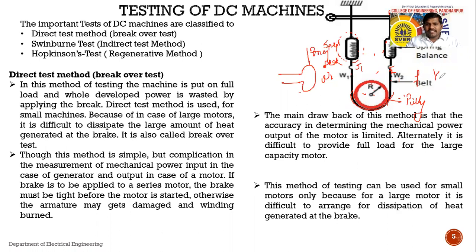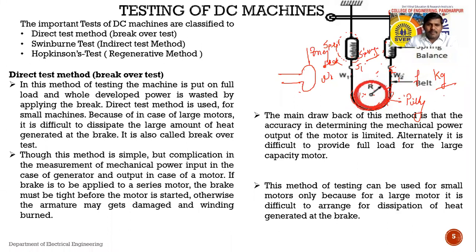So this force is in the form of kg, and this force can be shown by this spring balance. This spring balance will show how much force is applied to the pulley, or it may be the output of the machine. Okay, so see, this part is rotating, and this belt is stationary. There will be a power dissipation. In which form will the power dissipation occur?